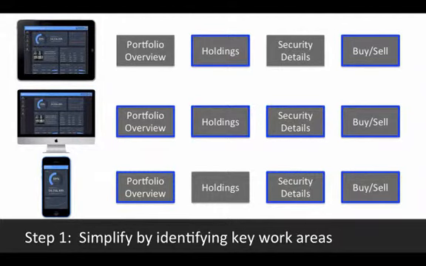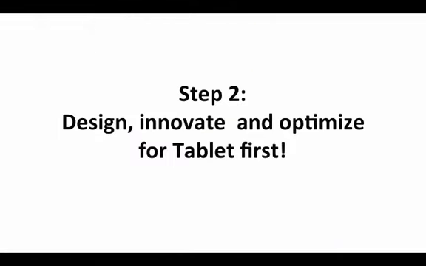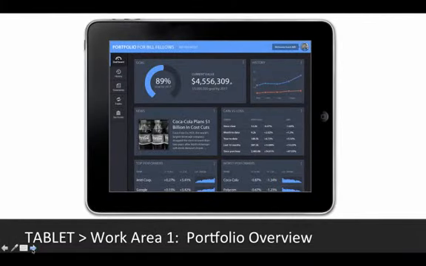So step one is to simplify by identifying what are the key work areas that people need to do. You design in the work areas and you simplify those work areas. Step two is to design and innovate for tablet first. Tablet first, interesting. Tablets have size constraints. Tablets require gesture. Tablets require touch. If you can design for a tablet first, it becomes much easier to apply in other areas.